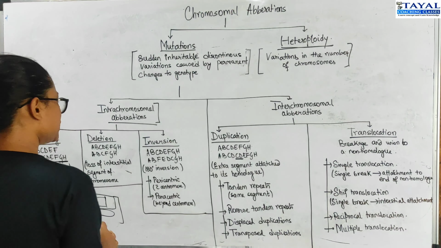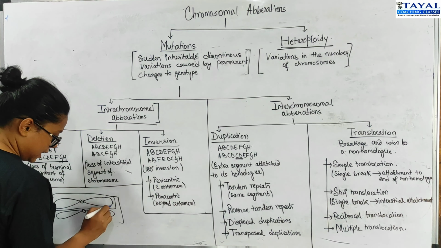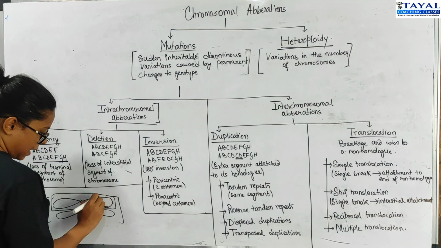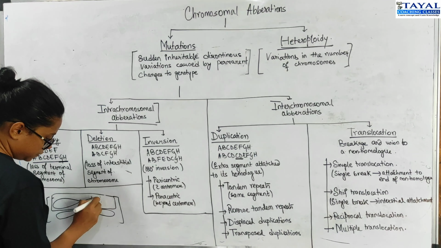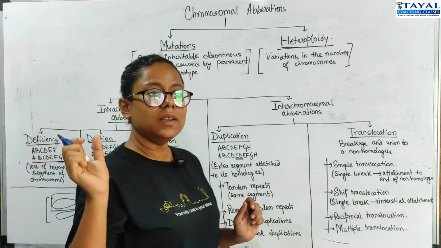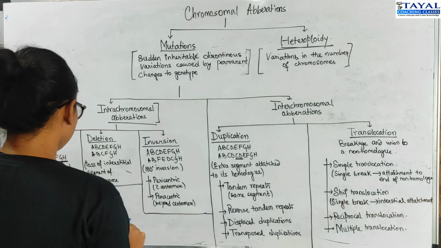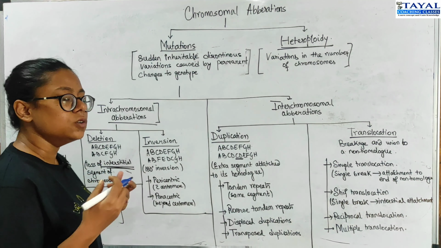Now, deletion is basically deficiency, but in deletion, if this was the original chromosome, the deficiency can happen at any point. So this part of the chromosome may get deleted, right? So then it will end here. Instead of being a terminal end, it can be anywhere inside the chromosome. So it's the loss of an interstitial segment of the chromosome.